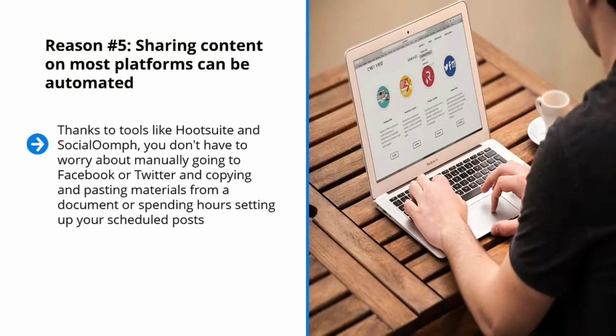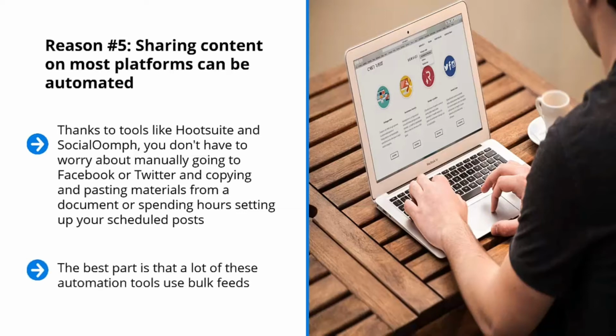Thanks to tools like Hootsuite and Social Oomph, you don't have to worry about manually going to Facebook or Twitter and copying and pasting materials from a document or spending hours setting up your scheduled posts. You can automate your posts to publish up to 6 months on Facebook. This means that you can set up your Facebook account to post 6 to 10 or more times every day, but you don't have to babysit it because you have fed the content in.